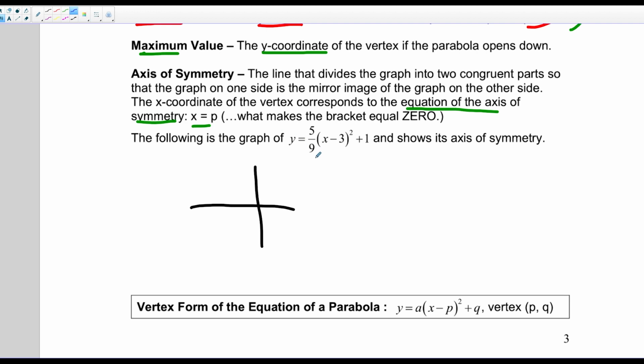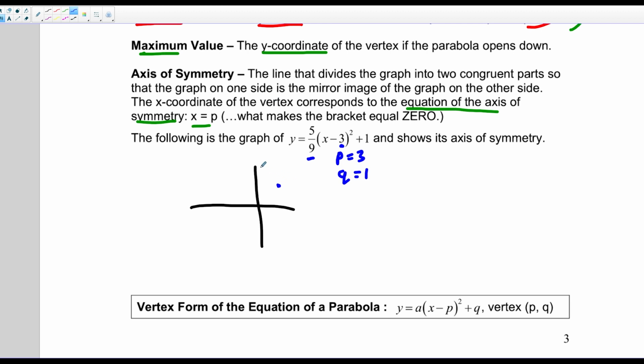So we said if your a value is between 0 and 1, it's going to be a little bit wider. This positive p value, so in this case p is equal to 3, and let me rewrite that, p is equal to 3, q is equal to 1. So that means that we have our vertex at 3, 1, and because our a value is positive, we're going to open upwards. So 3, 1 is probably somewhere, well, let's say about there.